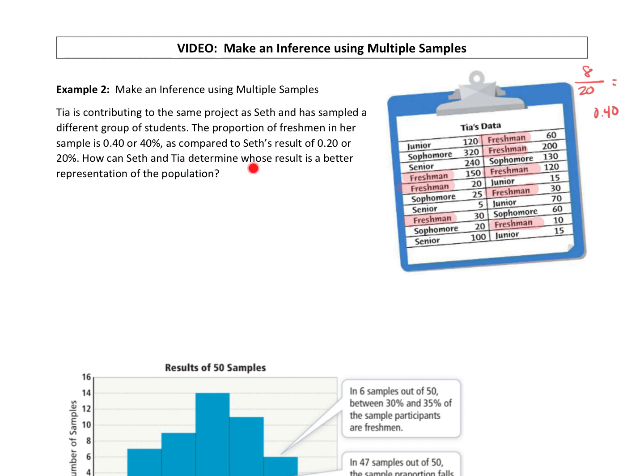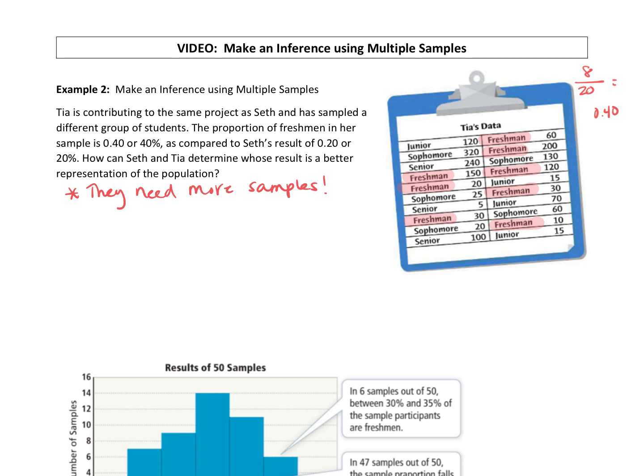So how can Seth and Tia determine whose result is a better representation of the population? They got pretty different results, either 20% of your population are freshmen or 40%. How do we know? Essentially, they need more samples. Right now they have 2. They have Seth's sample of 20 students and Tia's sample of 20 students. They need more to get a better picture of the population.